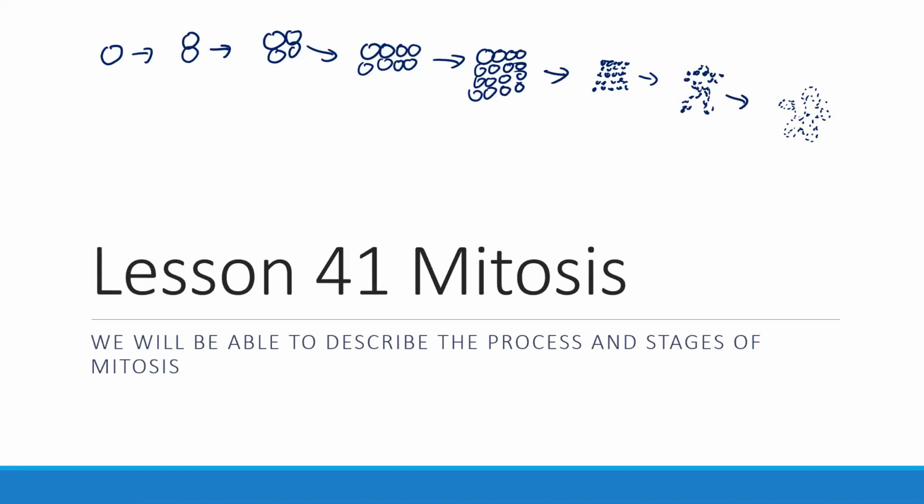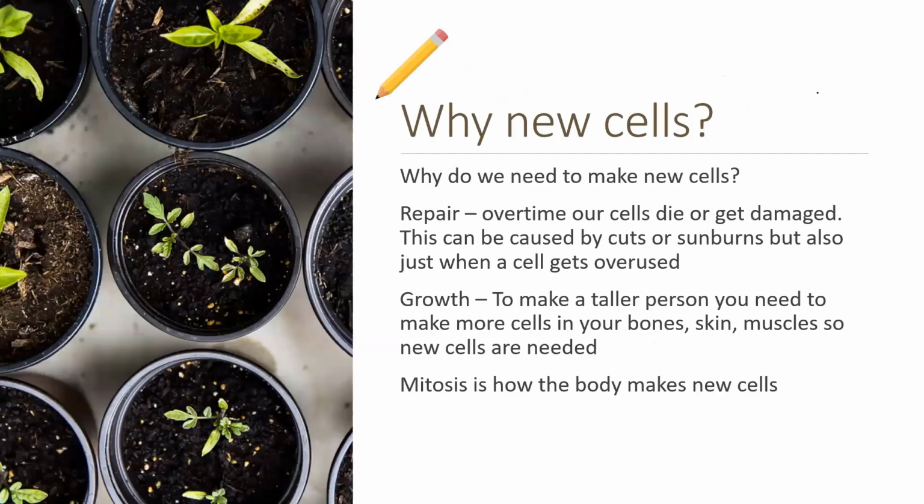Okay, so mitosis. We will be able to describe the process and stages of mitosis. Now, if you remember, we've already discussed mitosis. We said that mitosis is when a cell splits into two identical cells. Now, we're going to be talking about how this process works, going into a little bit more detail than last time. So let's start off with a quick refresher about what mitosis is.